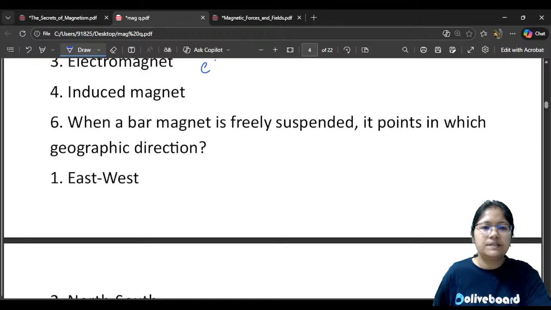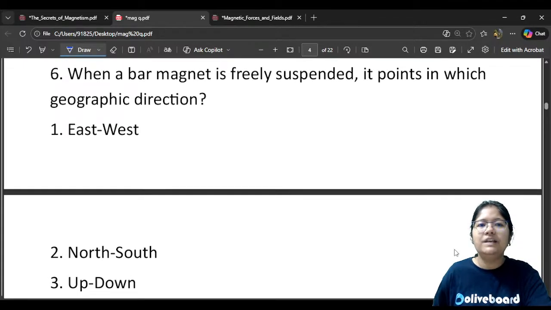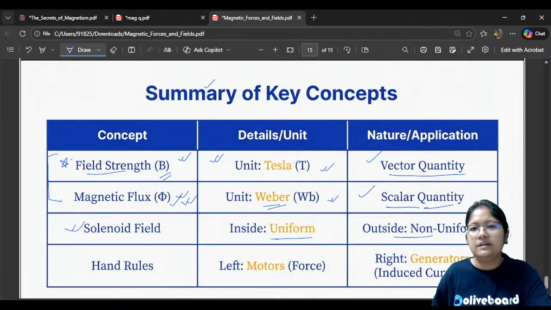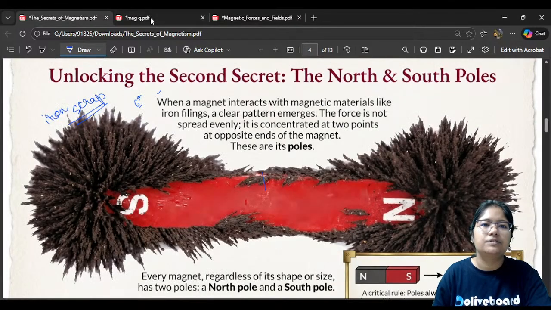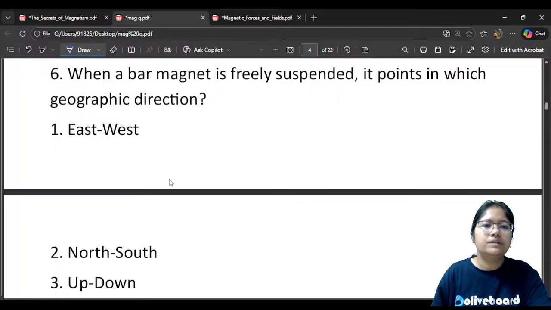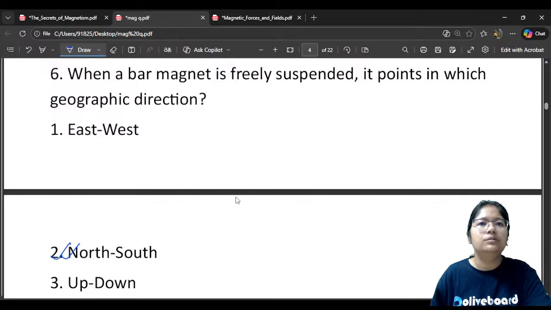Look at question number 6. When a bar magnet is freely suspended, it points in which geographical direction? This was in the last slide also. If it is freely suspended, it will always be in which direction? Yes, it will always be in the north-south direction. Correct.